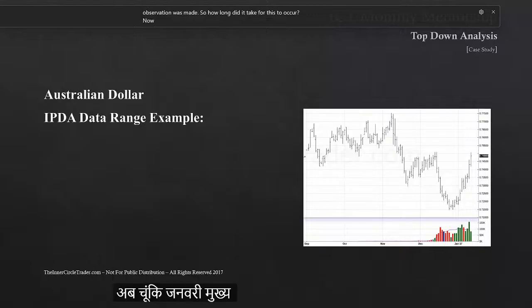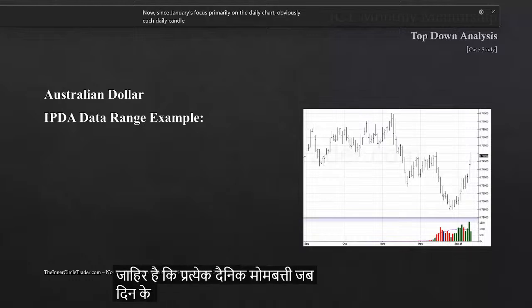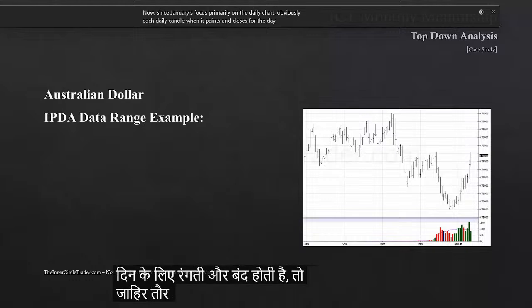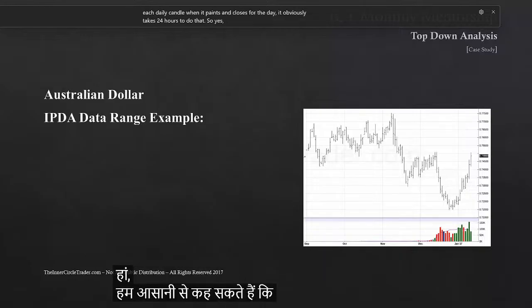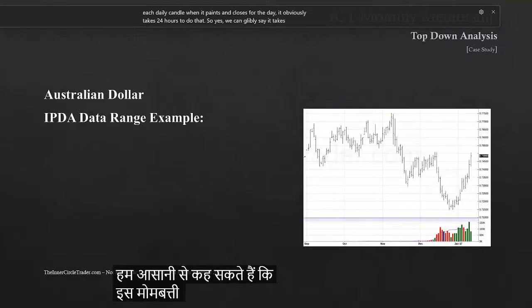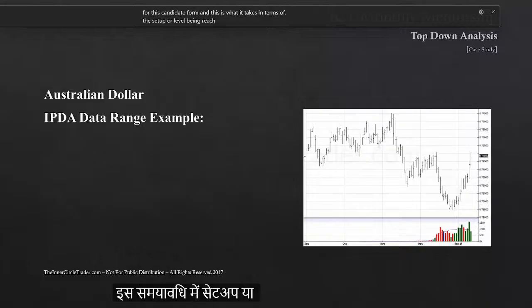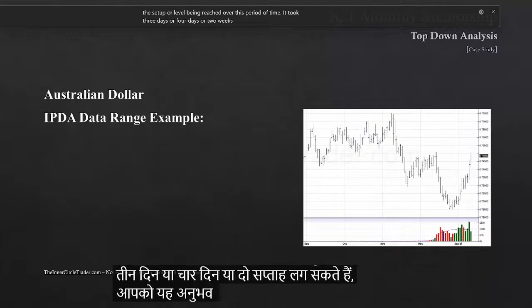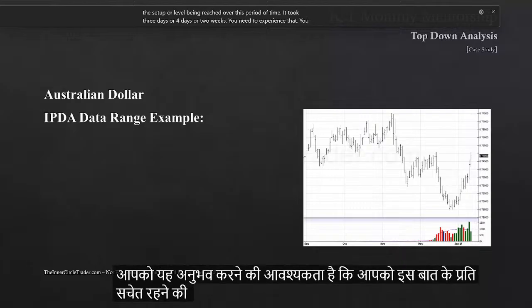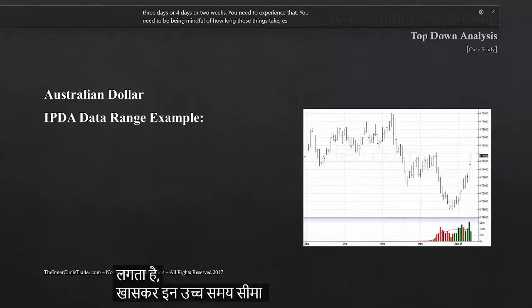Now, since January is focused primarily on the daily chart, each daily candle, when it paints and closes for the day, obviously takes 24 hours to do that. So yes, we can glibly say it takes 24 hours for this candle to form, and this is what it takes in terms of the setup or level being reached over this period of time. It took 3 days or 4 days or 2 weeks. You need to experience that. You need to be mindful of how long those things take, especially on these higher time frame charts.